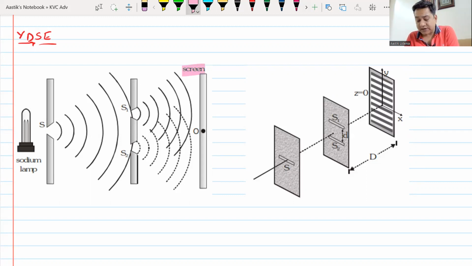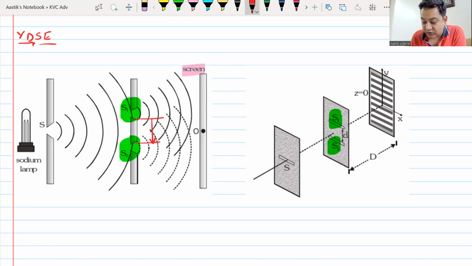The waves which are interfering on the screen must be coming from coherent sources, and as you can see, S1 and S2 are the two coherent sources, two small slits. It is also given that the distance between the slits S1 and S2 is small d. The distance of these coherent sources from the screen is always given as capital D. Do you see this capital D? Yes.